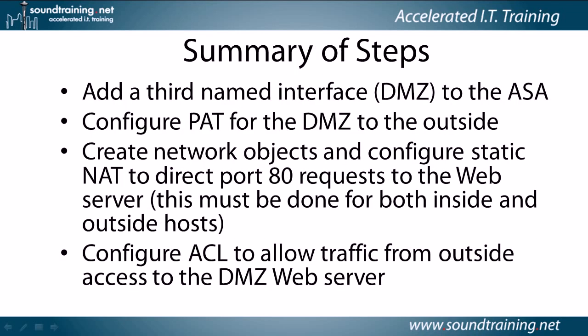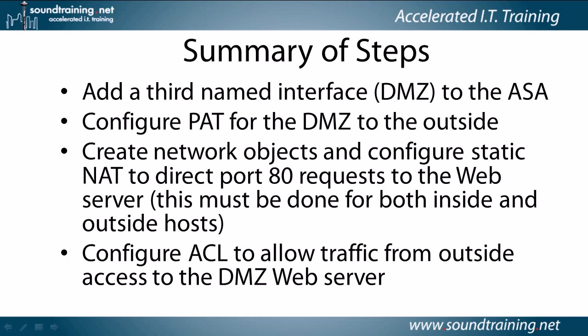Here's a summary of the steps that we're going to go through. We'll add a third named interface, that'll be the DMZ, to the ASA. We'll configure port address translation, PAT, for the DMZ to the outside. We'll create network objects and configure static NAT, network address translation, to direct port 80 requests to the web server, and this must be done for both the inside and the outside hosts. And finally, we'll configure an access control list to allow traffic from the outside access to the DMZ web server in the DMZ.